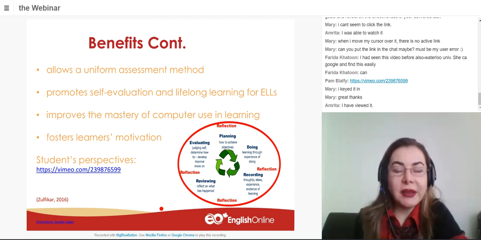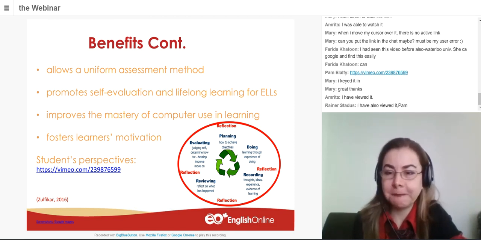So any ideas or comments about the students' perspectives here? Definitely the reflection part that is repeated in the cycle is of great appreciation for the student, even though they cannot feel it at the beginning. So planning, doing, reflecting, recording, reflecting, reviewing, reflecting. So it's reflection all through the way. Thank you, Rainer.